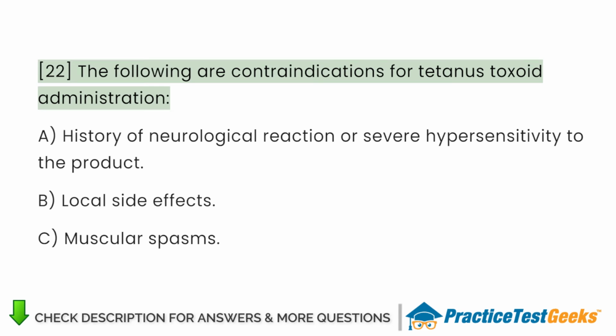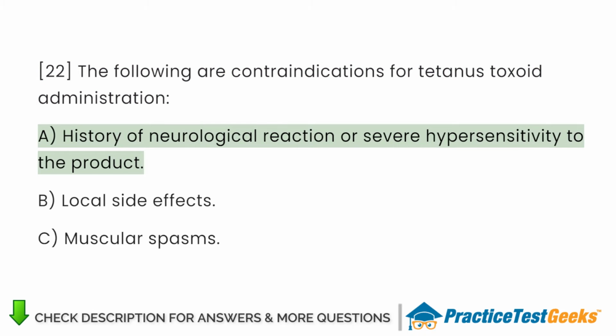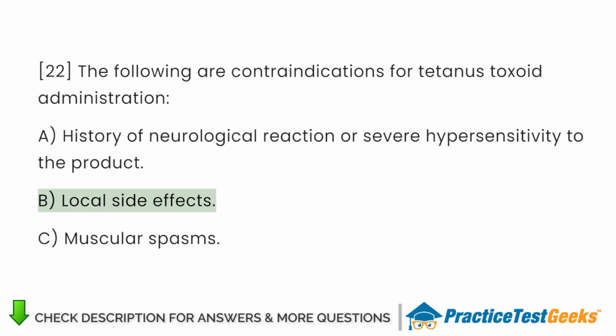The following are contraindications for tetanus toxoid administration. A. History of neurological reaction or severe hypersensitivity to the product. B. Local side effects. C. Muscular spasms.